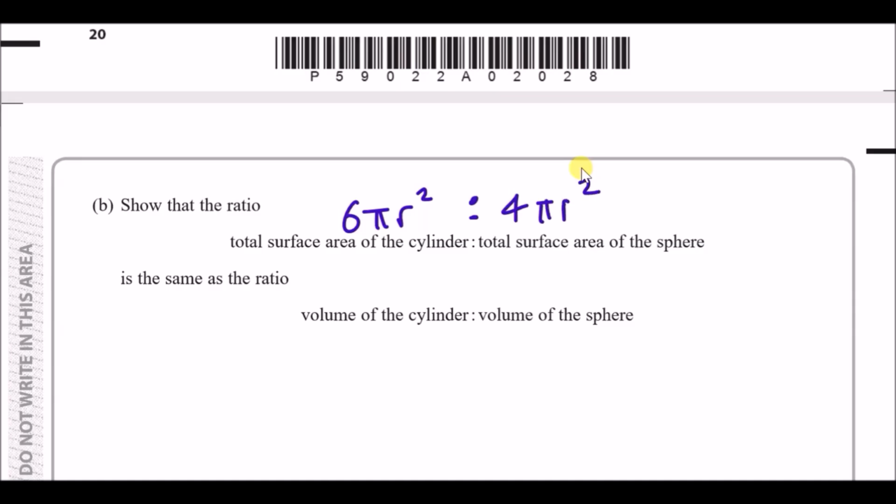Now, just simplifying this ratio for a second, you can literally just cancel pi r squared on both, and you've got now 6 to 4. And then dividing that again, you're going to get 3 to 2. So that's literally the ratio fully simplified between both.